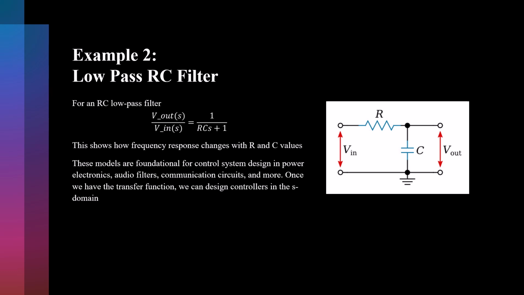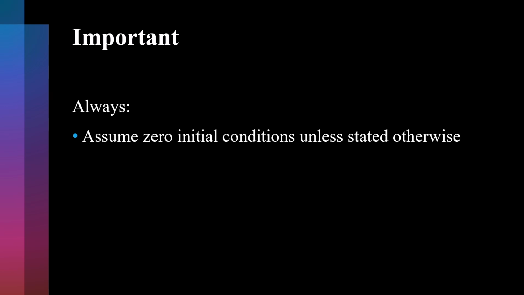So right now we have a transfer function, and then we can easily control it with S domain analysis. But before going to the control aspect in this video, I need to say there are certain aspects you need to remember in all control system work. There are always assumptions. The first is to assume zero initial conditions unless stated. That means if they are not saying anything, you need to consider zero initial conditions.